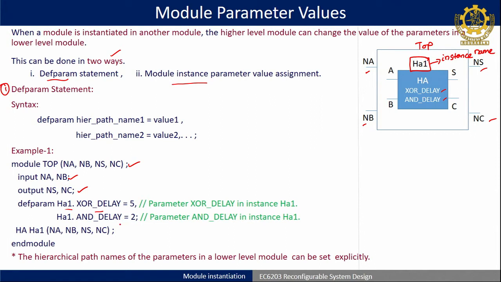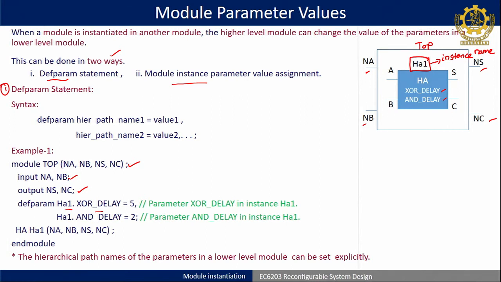There may be a chance that you will say I am having another half adder. So, you can write below the defparam, let us say it is not HA1, it is HA2. You can write below it defparam HA2 dot XOR delay equal to 10, HA2 AND delay equal to 15. So, you can take it like this, understood. How many instantiations are there? For each instantiation you can override the parameter by using defparam in the top module itself, understood.